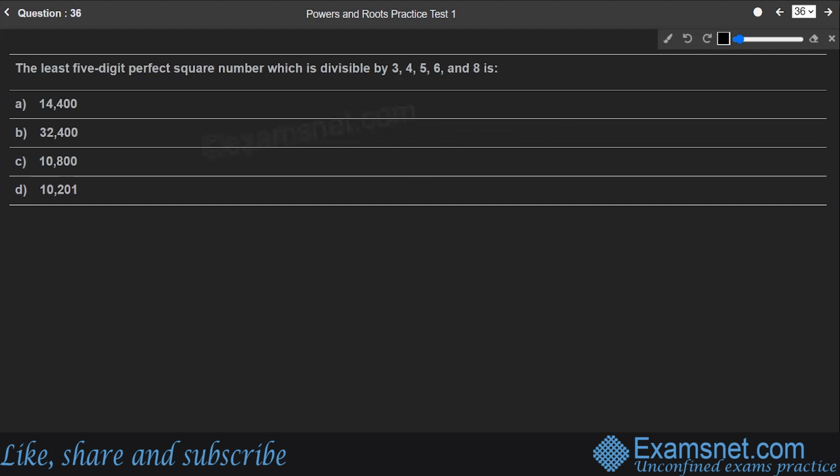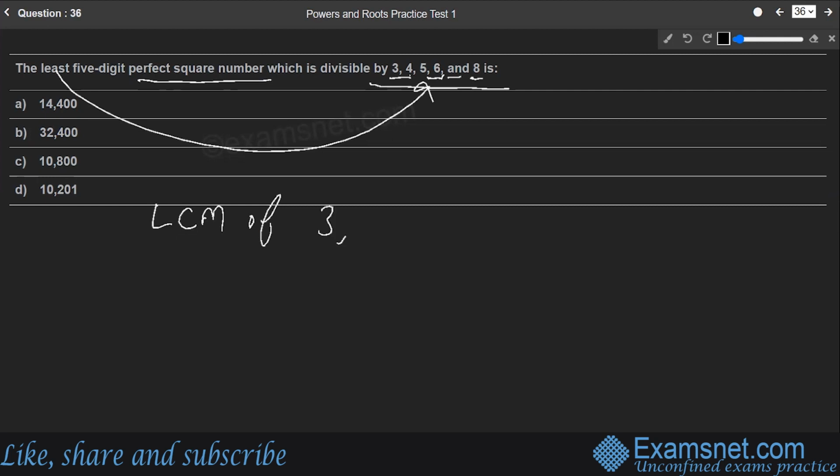Now, the least 5-digit perfect square number which is divisible by 3, 4, 5, 6, and 8. We have to find out the least 5-digit perfect square number. So first of all, we'll find out the least number which can be divisible by all of them. It clearly indicates that this kind of number is only the least common multiple. The least number which is divisible by all of them is obviously their LCM. So first of all, we are supposed to find out the LCM of 3, 4, 5, 6, and 8. There's a very basic technique of finding out the LCM. So let us do that.